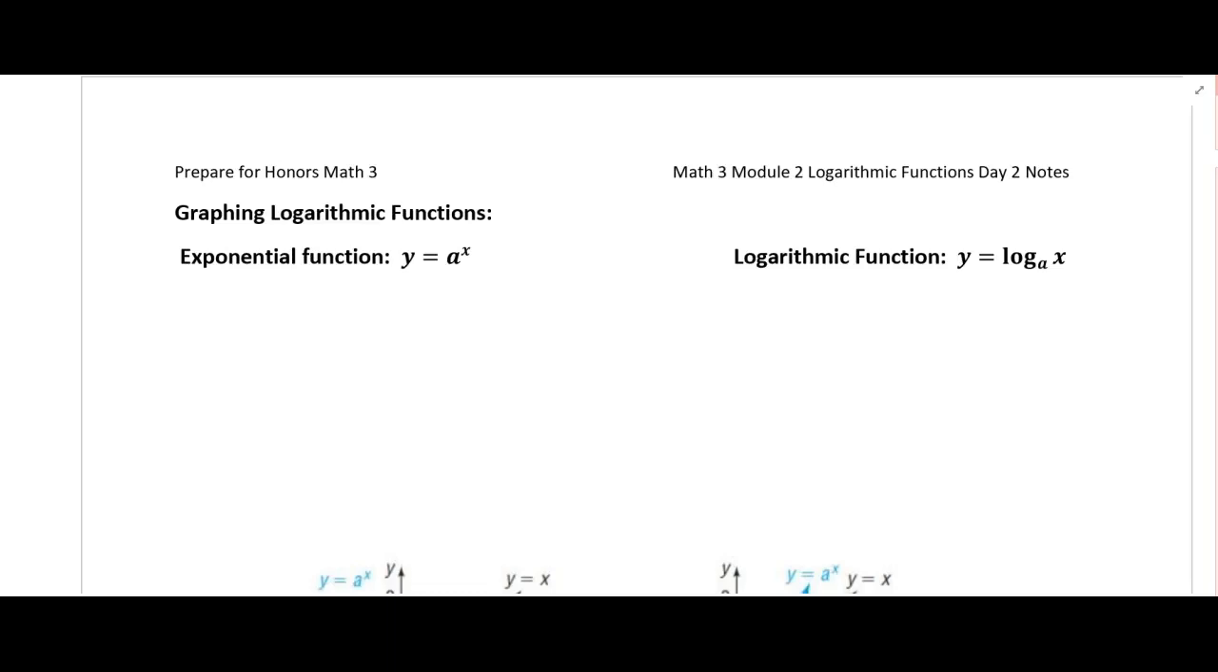All right, so now let's go ahead and look at the second day notes, which is graphing these logarithmic functions. It's not a hard concept, but there are some important things you want to know. One, we know this is an exponential function. A lot of times when we graph them, we would usually go with a table of values. If we look at a logarithmic function, here's what you have.